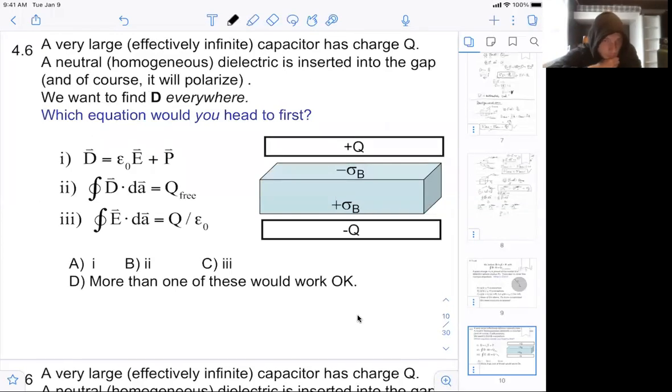So we're given a capacitor. We know what the free charges are. Those are the big capital Q and negative Q. And we want to find D everywhere. Which of these equations allows you to find D?